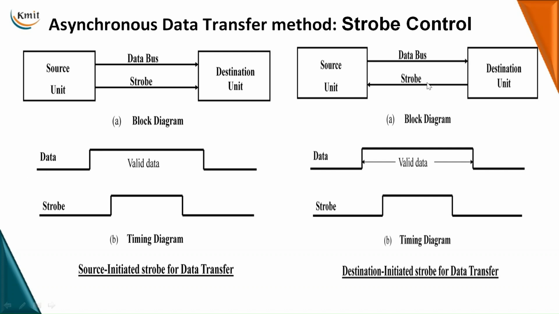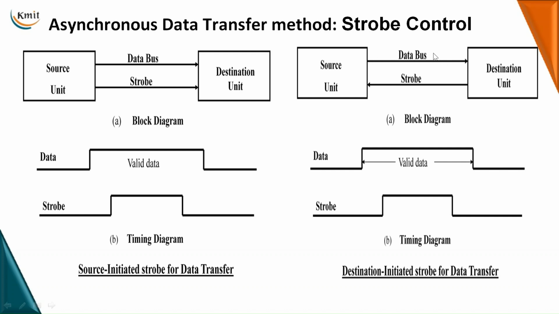And coming to the destination initiated strobe mechanism, the destination unit activates the strobe pulse to inform the source to provide the data. So whenever the destination is ready to receive the data, it will send a strobe signal to the source unit, asking it to place the data onto the data bus. The source will respond by placing the requested data onto the data bus.